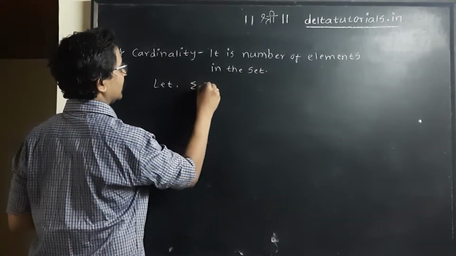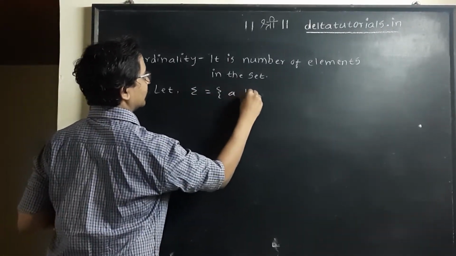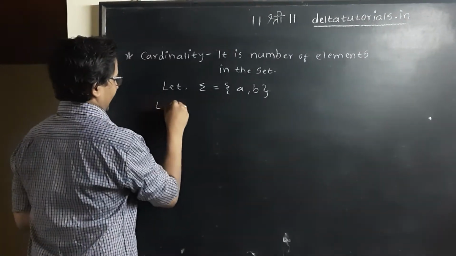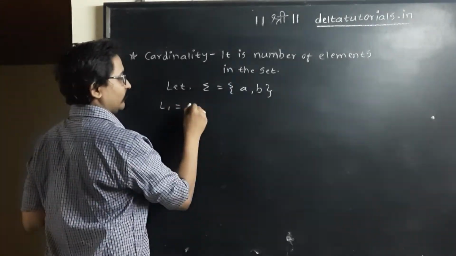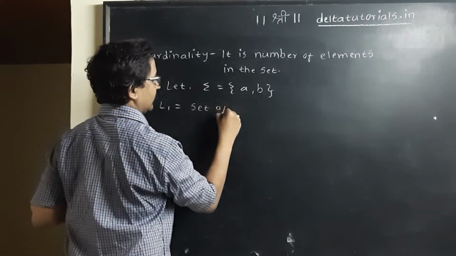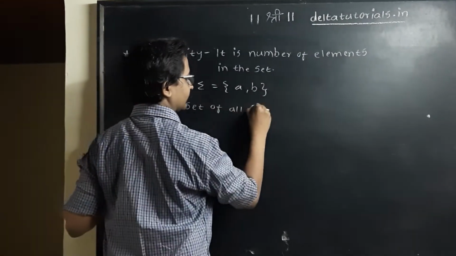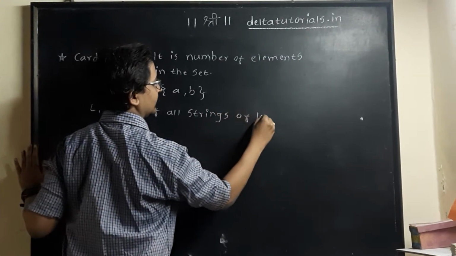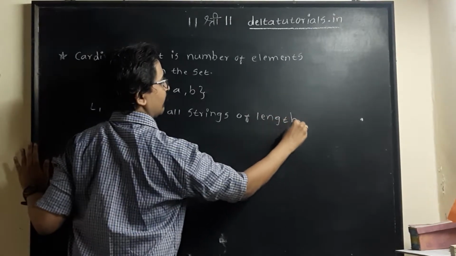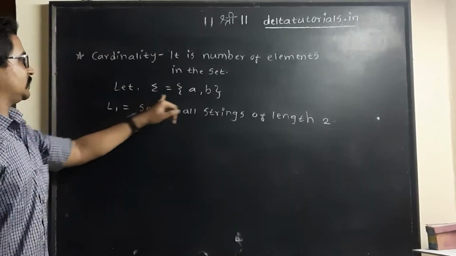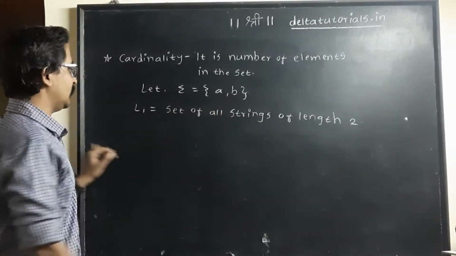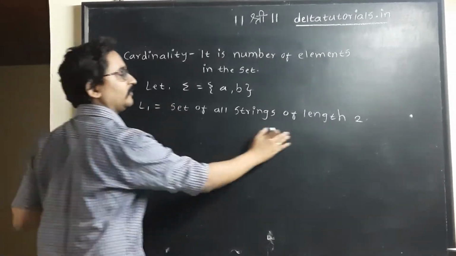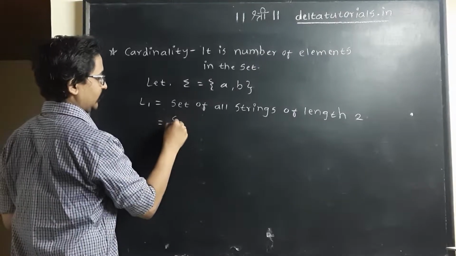We will consider here a set of alphabets or symbols for our convenience to understand this cardinality concept. So let sigma be equal to over {0, a, b}. Now let L1 be a language which is the set of all strings of length 2. Means from this available set of symbols or alphabets, we need to design one language having a set of all the strings of length 2. So let's start doing it.